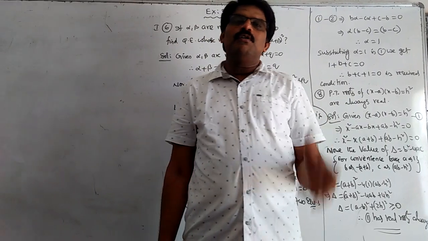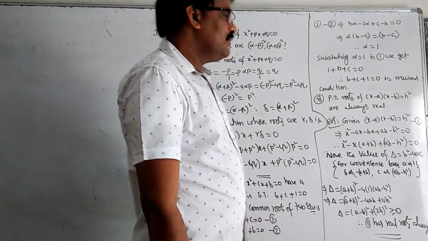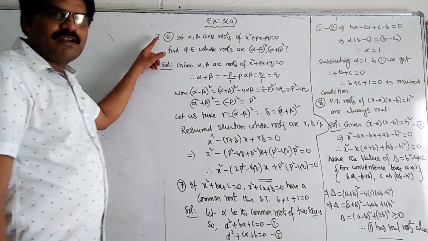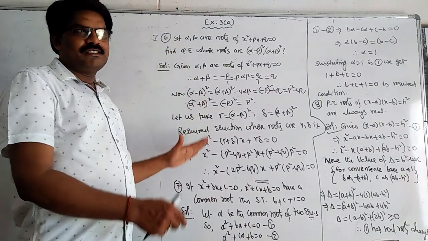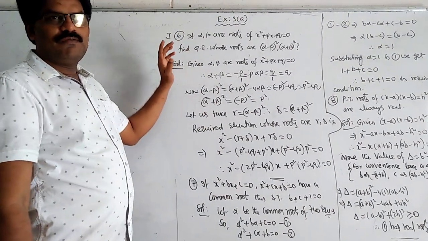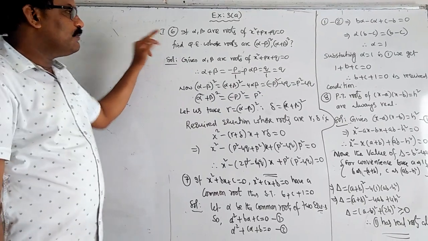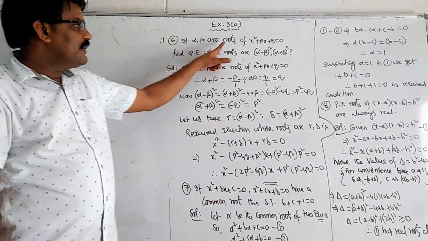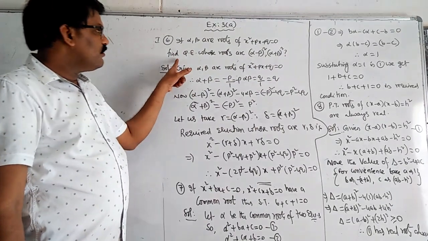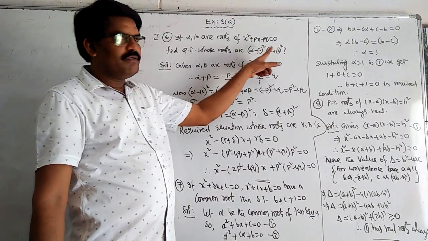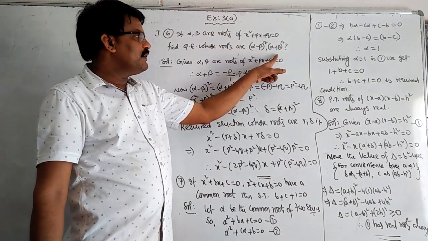Now we discuss some of the problems in the 3A exercise. Already we discussed every problem in 1, 2, 3, 4, 5. Let us discuss the 6th problem. Given alpha, beta are the roots of this one, then find the quadratic equation whose roots are (alpha minus beta) whole square and (alpha plus beta) whole square.